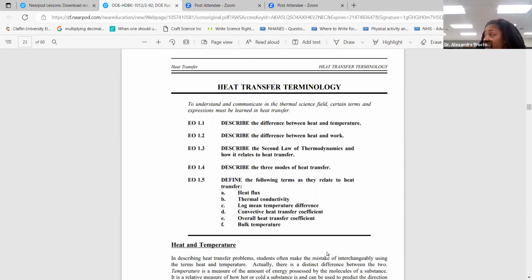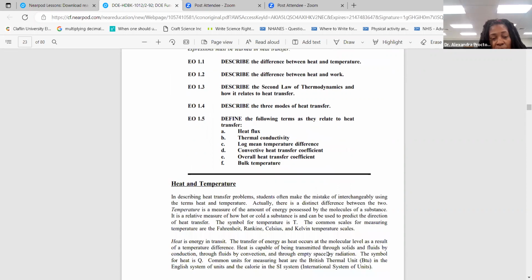between heat and work, describe the second law of thermodynamics and how it relates to heat transfer, describe the 3 modes of heat transfer, and then define the following terms as they relate to heat transfer, such as heat flux, thermal conductivity, log mean temperature difference, convective heat transfer coefficient, overall heat transfer coefficient, and bulk temperature.